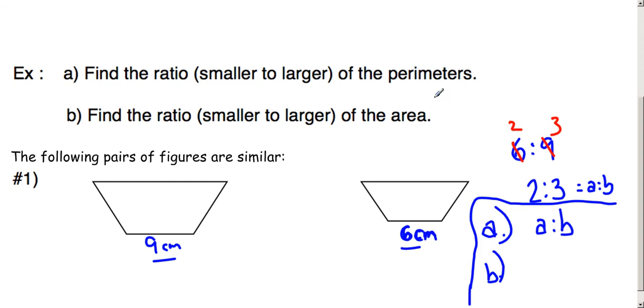Question B asks us to find the ratio of the areas. So we take our A to B. Whoop, I don't want to write A to B. That's just silly. We'll write 2 to 3. Okay, if we square those, so 2 squared is 4, 3 squared is 9. There's the ratio of our areas. So without more information, we can't actually find the areas of these two figures. But we know that the ratio of the smaller one to the larger one's areas are 4 to 9.